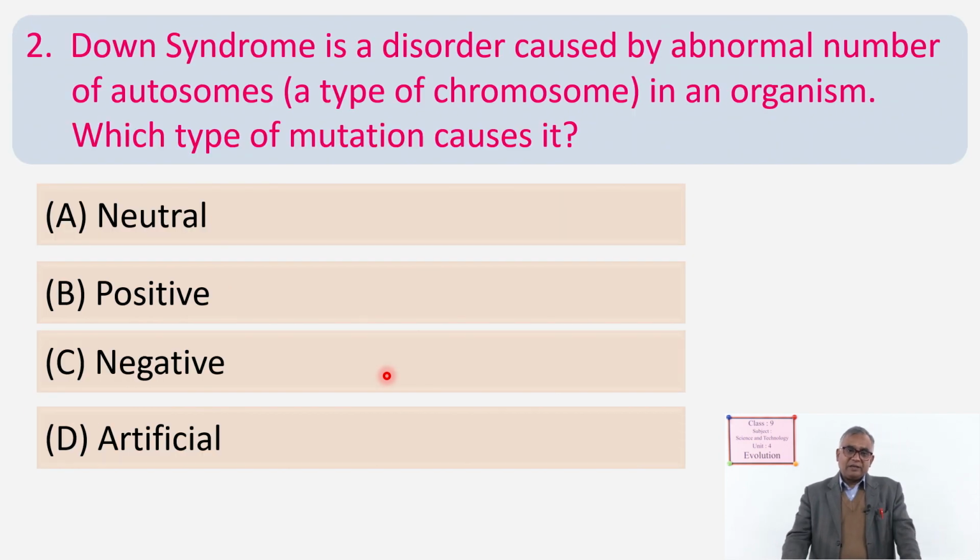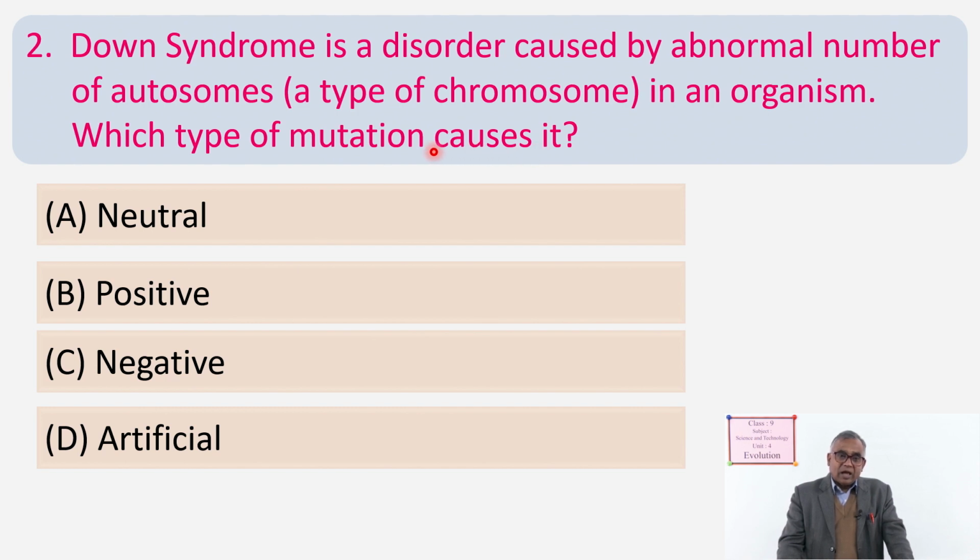Now, next one is Down syndrome. A new term is given here. Down syndrome is a disorder. In fact, it is a chromosomal disorder about which you are not taught. But you know that it is an abnormality occurring in human beings caused by an abnormal number of autosomes. Autosomes are a type of chromosome. In our cell, there are two types of chromosomes, autosomes and sex chromosomes. So here, this abnormality is due to autosomes. Doesn't matter, it is information for you. Which type of mutation causes it?